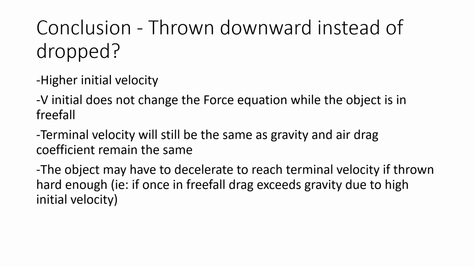Moving on to an object that's thrown downward. In my opinion, this would simply lead to a higher initial velocity, and this isn't going to change terminal velocity because the mass of the object is the same, its coefficient of air resistance is still the same, so the equation that produces terminal velocity is still the same. While the object's in free fall, the fact that we threw it earlier doesn't really change it. The only thing is that instead of working its way up to terminal velocity, it might have to work its way down to terminal velocity if we throw it hard enough.